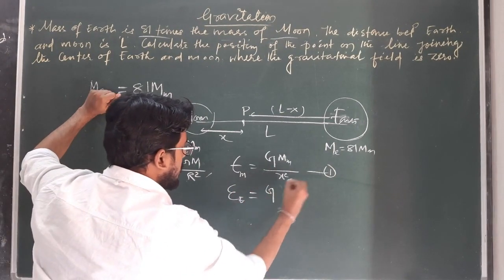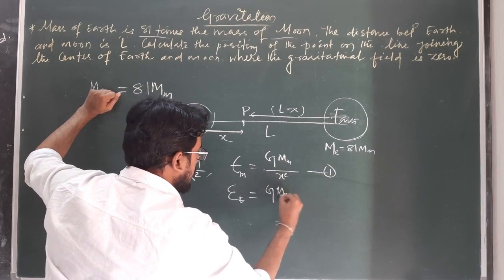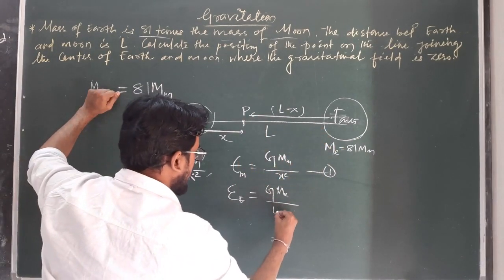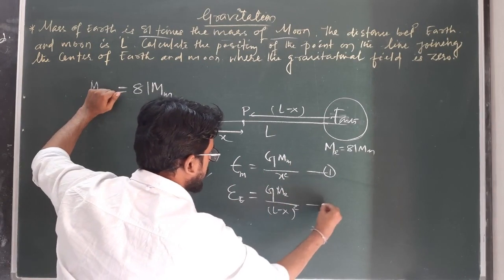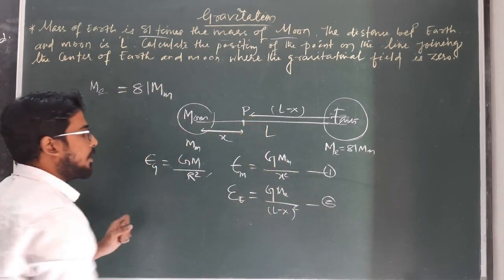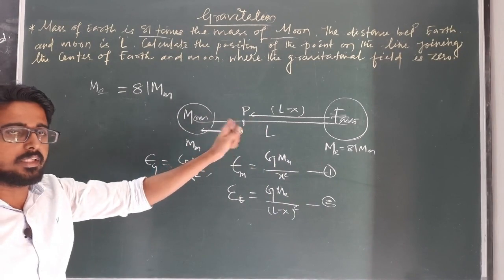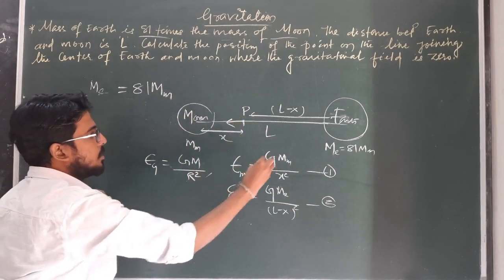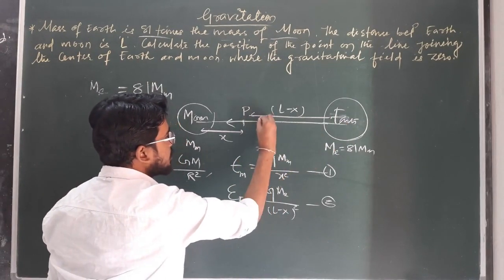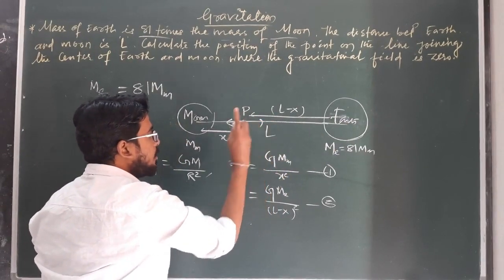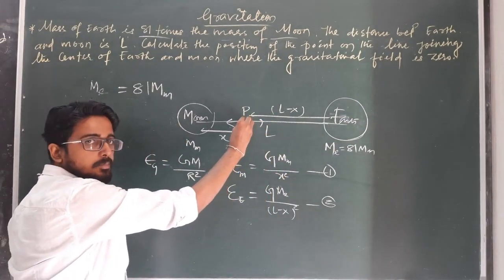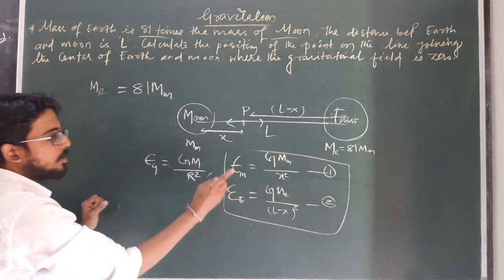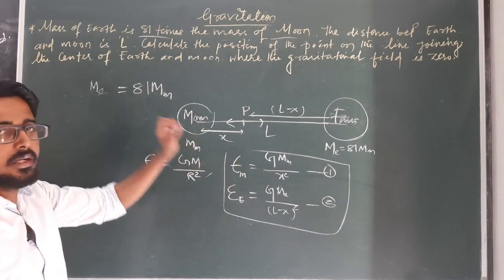This will be G into mass of earth divided by distance of the location from the center of earth, that is (L minus x) whole square. So as P is the point where the net gravitational field is 0, the gravitational field due to moon is along this direction and gravitational field due to earth is along this direction. If these two fields become equal, the net field at this point will become 0. That means equations 1 and 2 must be equal, because the directions of these two fields are opposite.